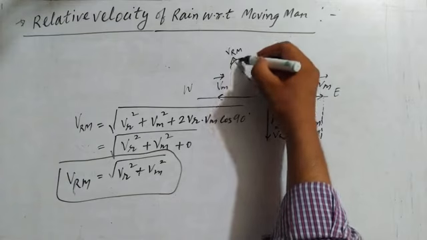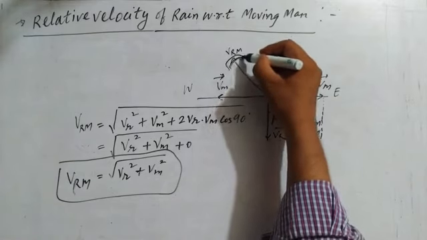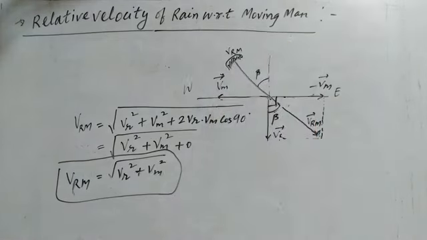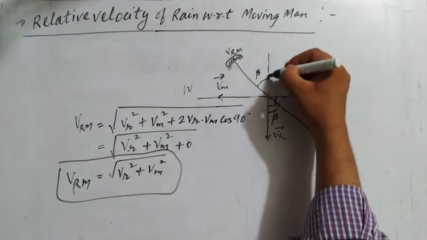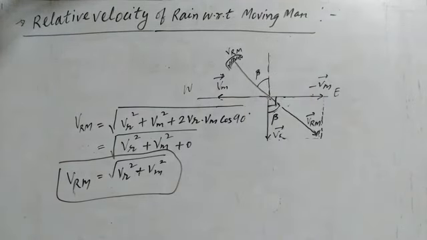So one should hold the umbrella in this direction, making an angle of beta with the vertical direction. For finding out the direction, we will use the same method: tangent beta equal to b sin theta upon a plus b cos theta. This is the general formula.